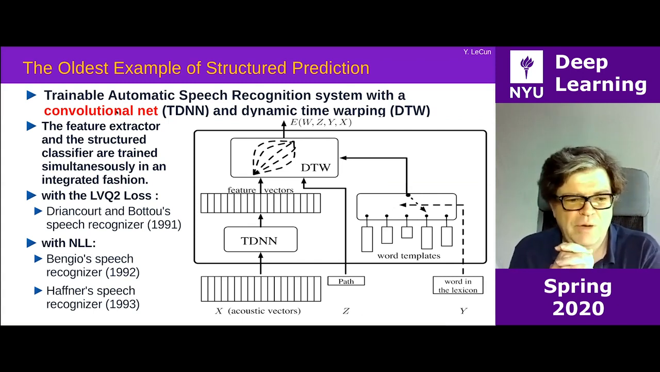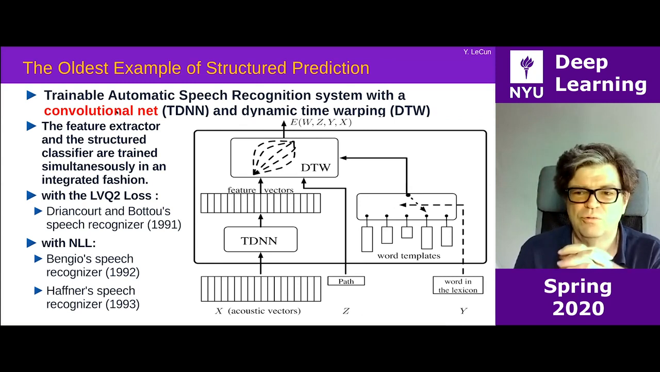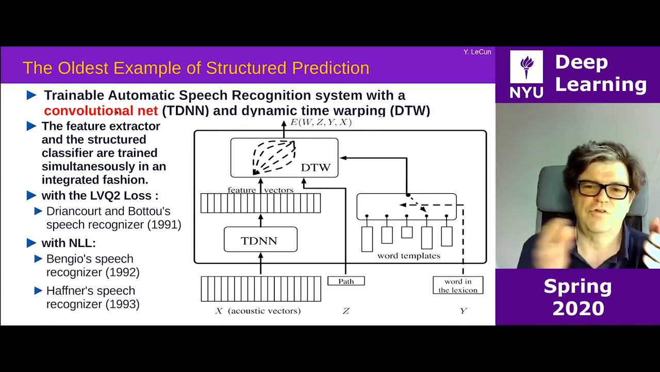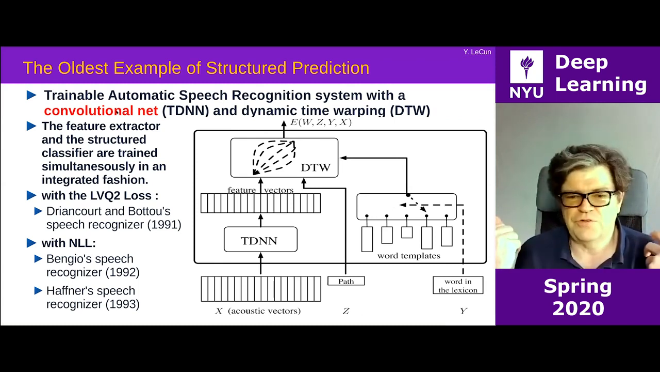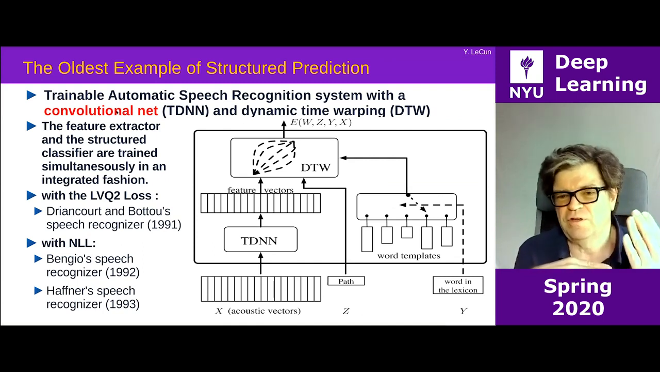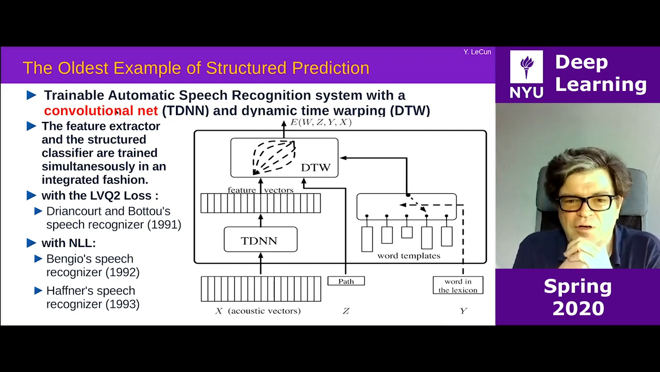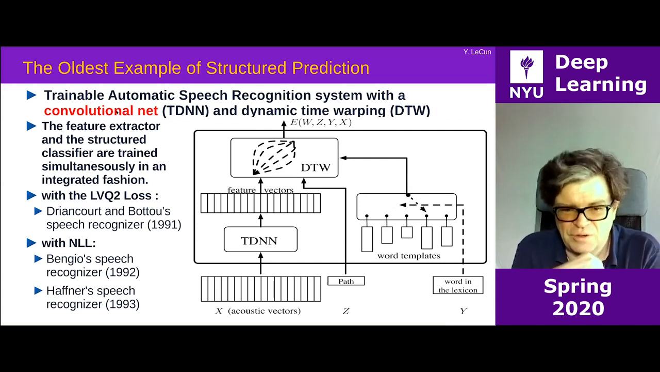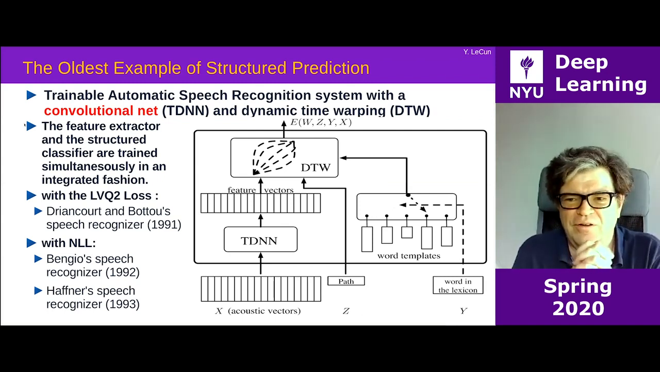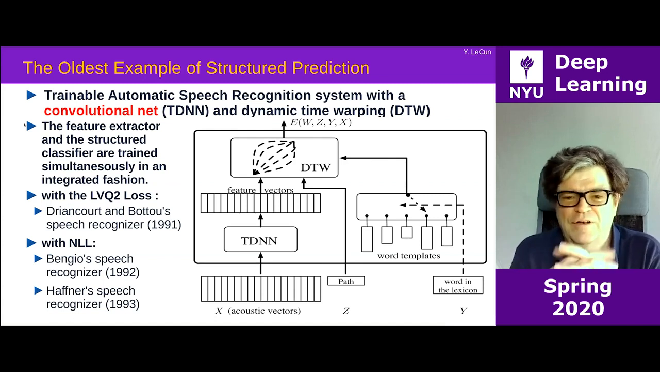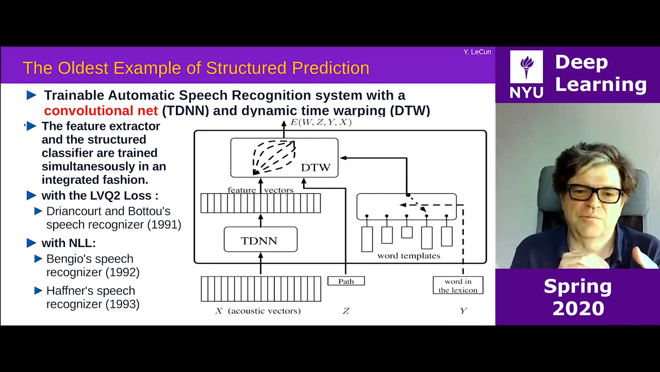There was similar work about the same time by Yoshua Bengio, and about a year or two later by Patrick Haffner. These are people who worked on discriminative training for systems that were supposed to produce a sequence of symbols from a signal, let's say speech or handwriting, where the first step is a neural net. Here I wrote TDNN, which means time delay neural net. It's basically a temporal convolutional net. So this is the first model I can find of structure prediction hybridized with neural nets.